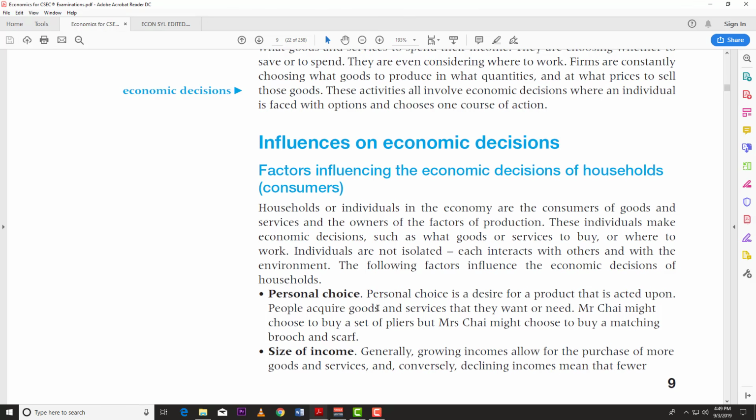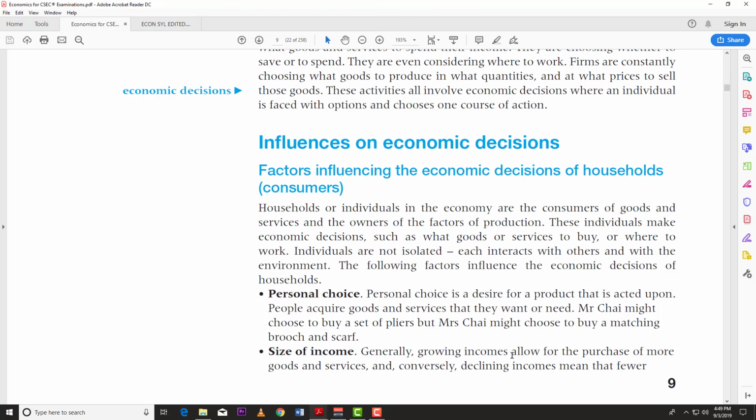Mr. Chai might choose to buy a set of pliers, but Mr. Chai might choose to buy a matching brooch and scarf. Whatever, choices. So your personal choice is one factor that would influence your economic decision. Something you just like, you want to have, you buy it if you want to. Personal choice. Of course, the second one we're looking at here is the size of income.